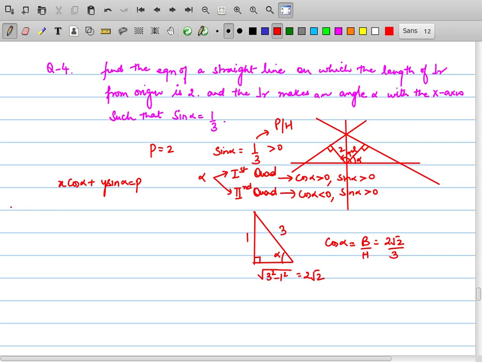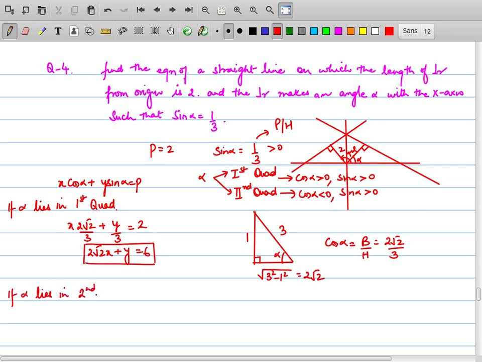Now the first case, if alpha lies in first quadrant, your equation of line would be x into 2 root 2 by 3 plus y into sine alpha, which is obviously 1 by 3, is equal to P, which is given to be 2. So 2 root 2 x plus y is equal to 6. You have taken 3 as LCM. And in the second case, if alpha lies in second quadrant, then minus 2 root 2 by 3 x, because cos alpha would be negative in this case, and y by 3 would be 2. Therefore minus 2 root 2 x plus y would be 6. This would be the second option that you will have.